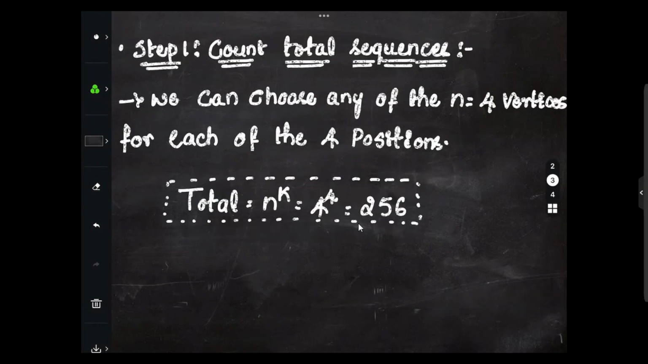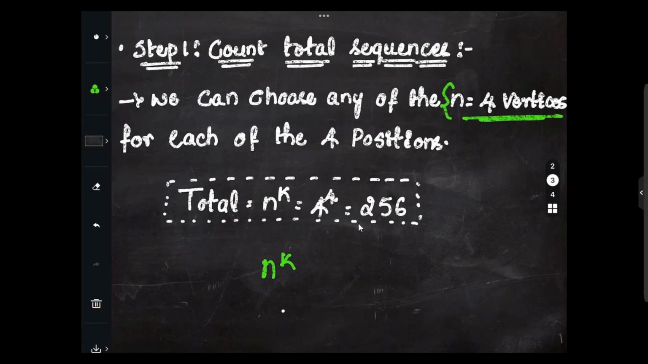So let's come to the next step here. We have to count the total sequences. We can choose any of the n equals 4 vertices for each of the 4 positions. The number of vertices or nodes is 4, for each of the 4 positions. So we know that this is n to the power of k.